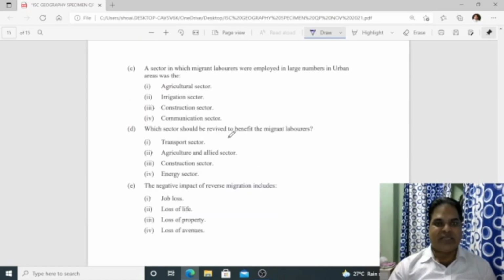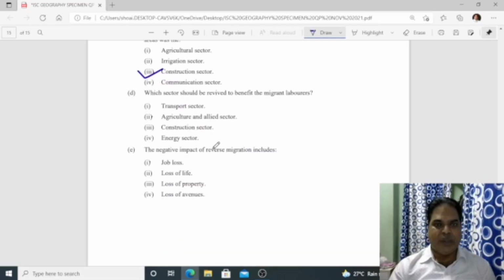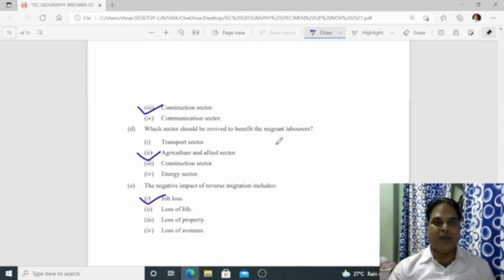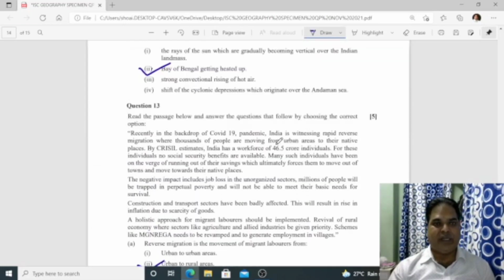Number C, the sector in which migrant laborers were employed in large numbers in urban areas was the construction sector. Okay, a large number of migrant laborers go and join the construction sector. D, which sector should be revived to benefit the migrant laborers? Definitely agricultural and allied sector must be revived. Number E, the negative impact of reverse migration includes job loss. Definitely migrant laborers will lose their jobs. So altogether, we have already done it. 13 questions were there, and within them many sub questions were there.